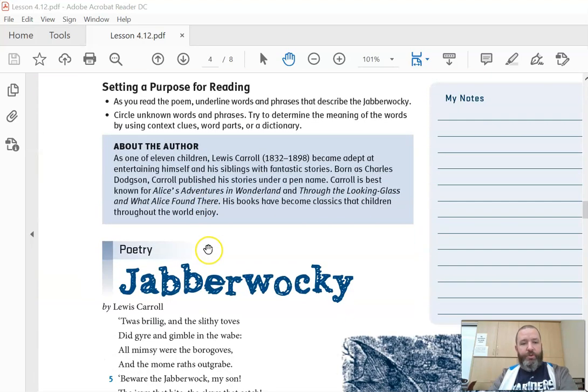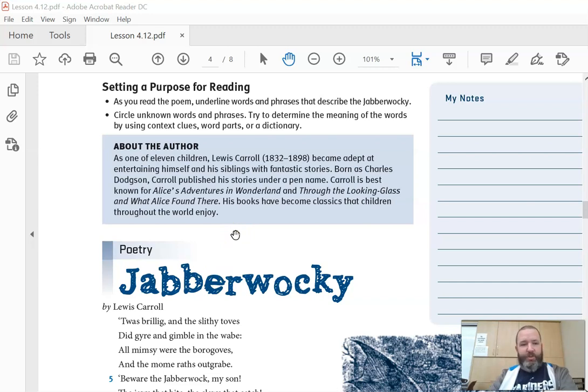Okay, poem number 2 is an old poem. Author Lewis Carroll, who wrote Alice in Wonderland, also wrote this. Part of it is in the cartoon version of Alice in Wonderland. I can't remember on the live action one if it's in it. But this is a poem called Jabberwocky.